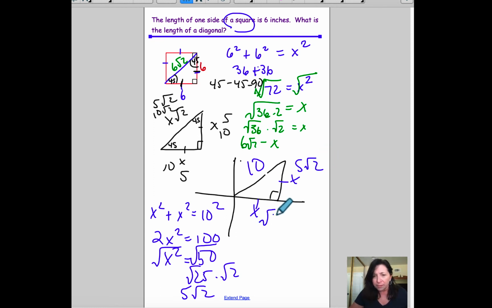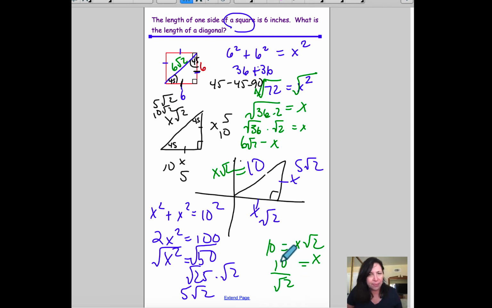Now the rule is that you take the 10 and you cut it in half and multiply by root 2. That's like the little trick. But realistically, you can always set this to x root 2, like 10 equals x root 2. Divide by root 2, you get x equals 10 divided by root 2. And go, wait, I need to multiply by root 2 over root 2. So now I have 10 root 2 over 2, or 5 root 2. So there's definitely a lot of options in order to find that side.